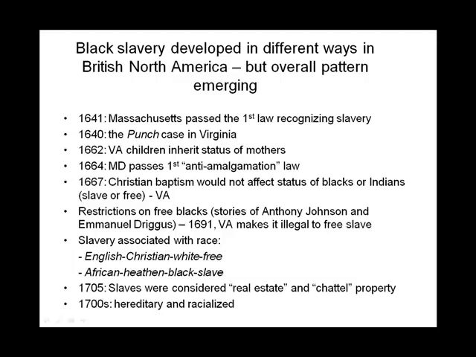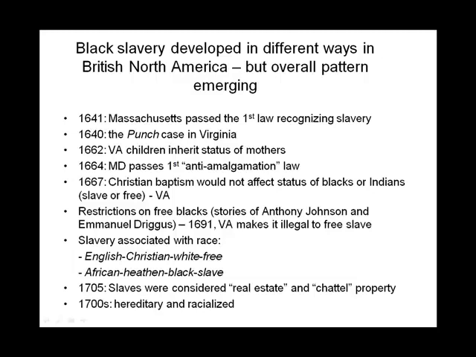1664, Maryland passes what's called the first anti-amalgamation law, which meant that white women who married slave men were to be enslaved during their husbands' lifetimes, and then that their children would be slaves as their fathers were slaves. So you've got kind of a contradictory idea of inheritance here, because in 1662, Virginia had said children follow the status of their mothers, but in 1664, Maryland says except when the mother is a white woman. And then you have children who are following the status of their fathers.